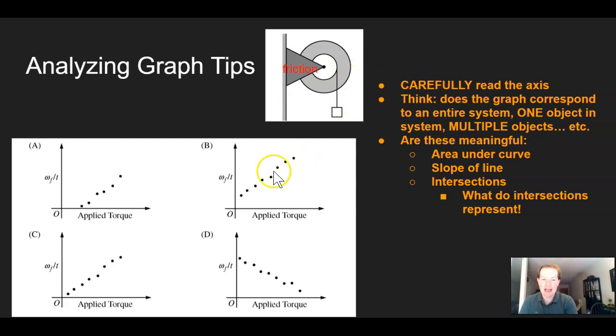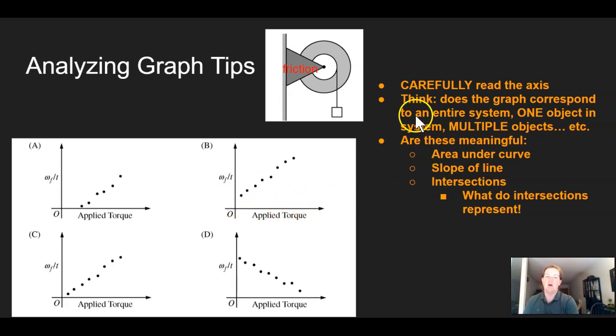Let's carefully read the axes. I have applied torque on the x-axis. Oh my gosh, Thrasher, you've never shown us a graph with applied torque. You screwed us over. What's the y-axis? Omega divided by t. That's kind of weird, but that seems kind of like acceleration, right? Acceleration is the change in velocity divided by time. This doesn't look exactly like that, but it seems at the very least similar to acceleration. It does in fact equal acceleration, but maybe you don't get that. But it's similar to acceleration. So as acceleration increases, that's me going up, and as torque increases, going to the right.